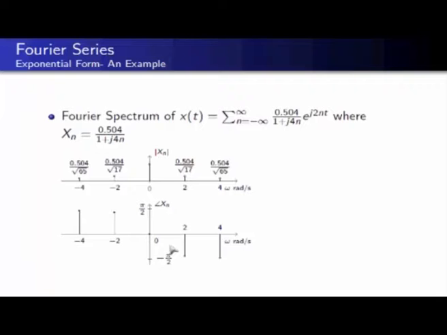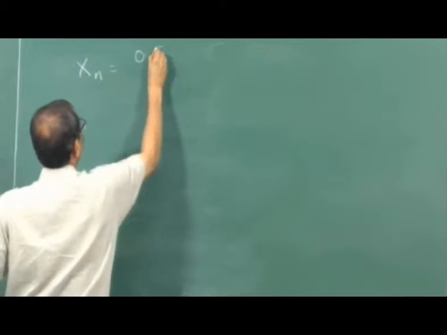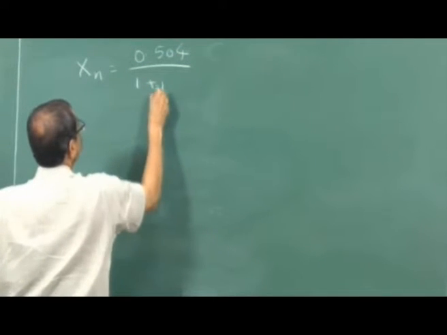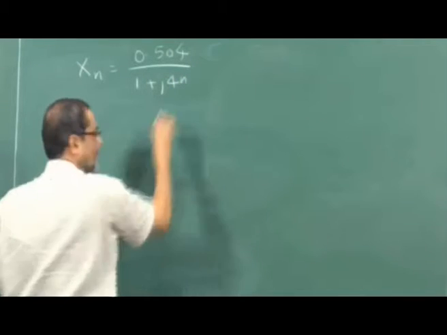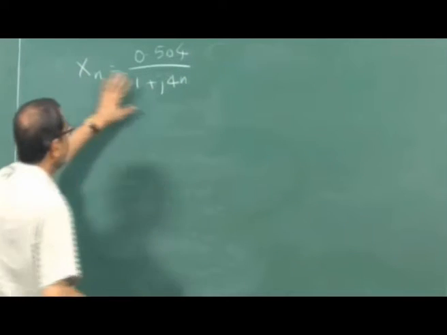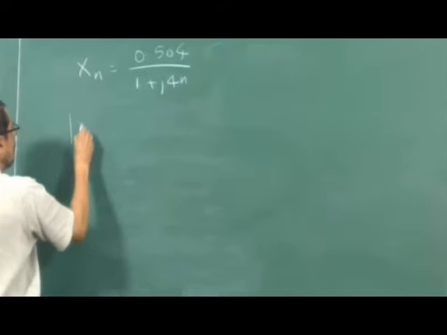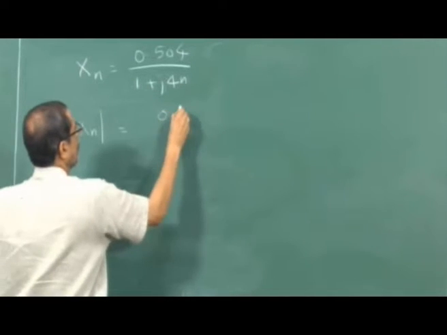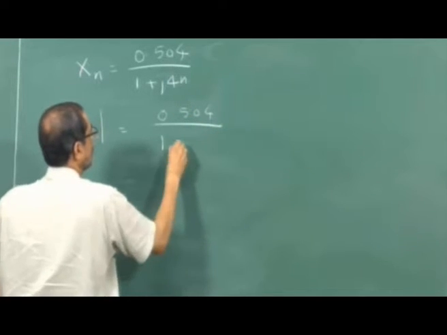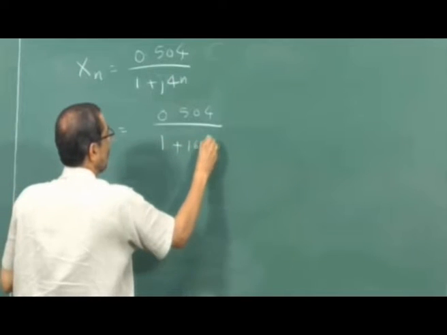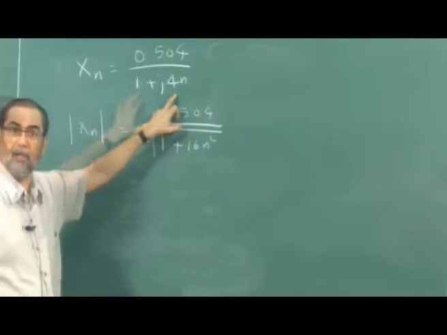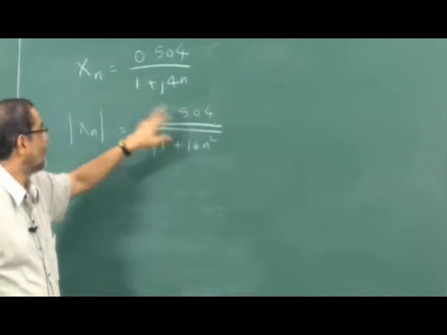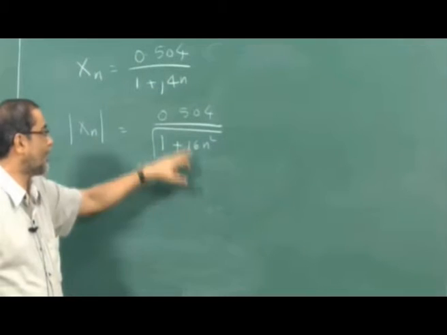So below I have shown two sketches, one for the magnitude of xn, because xn is complex. So xn is 0.504 by 1 plus j 4n. Is it 4n? Yes, 4n, right. So this is complex. So I have now sketched the magnitude. Magnitude of this is 0.504 by under root of 1 square plus 16n square. That is the magnitude. Is that okay? a square plus b square. So 1 square as it is, 4n square is 16n square.